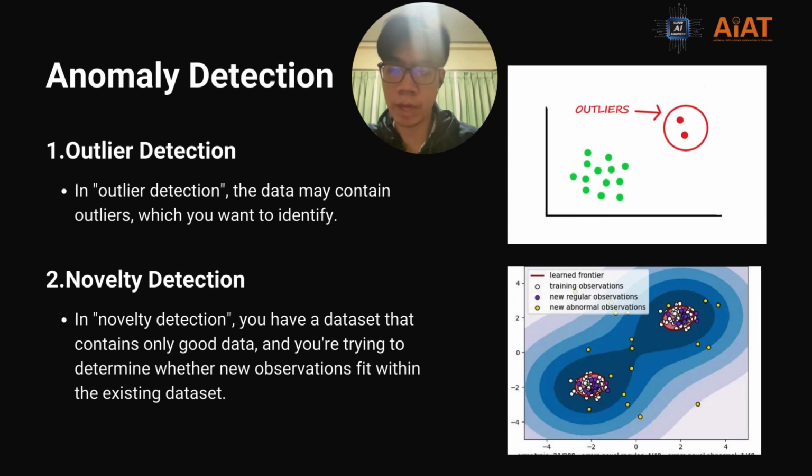The task of anomaly detection can be subdivided into two categories. The first one is outlier detection. The data may contain outliers which you want to identify. The second one is called novelty detection. In novelty detection, you have a data set that contains only good data, and you're trying to determine whether the new observations fit within the existing data set.